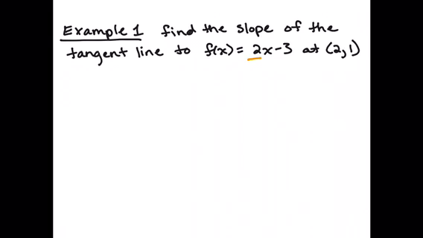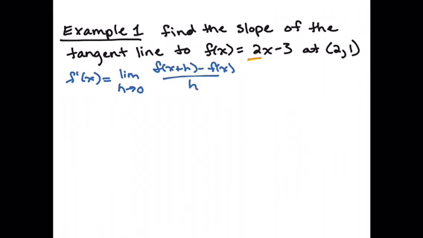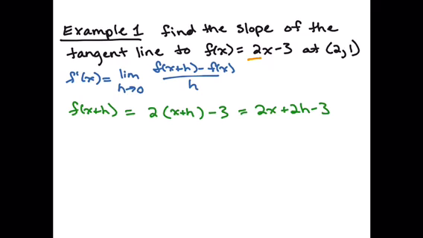We're going to use our formula, though, for a derivative, which is the limit as h goes to 0 of f of x plus h minus f of x all over h. Well, if I'm going to do this, the first thing I need to do is figure out what f of x plus h is. So we're going to substitute an x plus h into our original function. I'll distribute the 2 and I get 2x plus 2h minus 3. Now I can plug this in here.